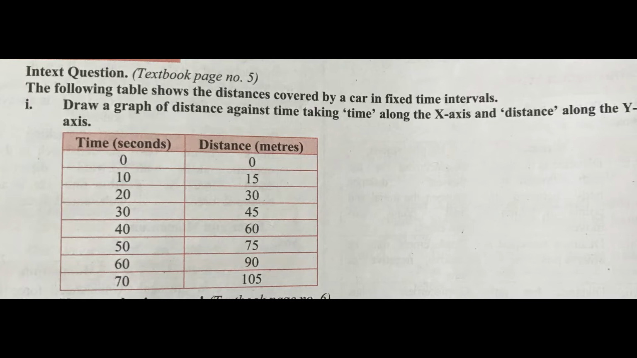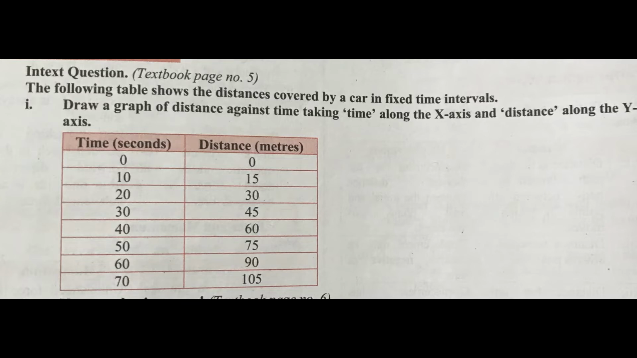Now you may see the table first. The time 0 seconds, the distance traveled is 0 meters. Time 10 seconds, distance traveled is 15 meters. Time 20 seconds, distance traveled is 30 meters. Time 30 seconds, distance traveled is 45 meters.